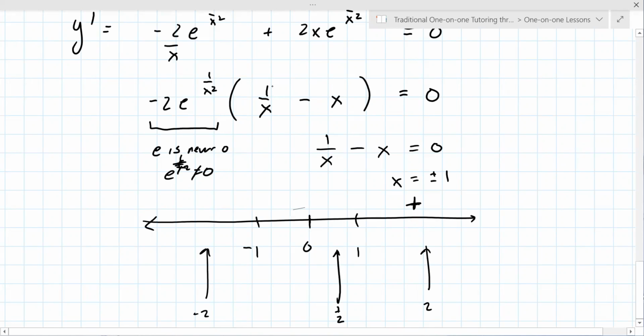Okay, so 1/2, 1 over 1/2 is 2, 2 minus 1/2, that's a positive. Positive times a negative is negative. And we do the same thing, we can test -1/2. This is -2 plus 1/2, so that's a negative times a negative, that gives you a positive.